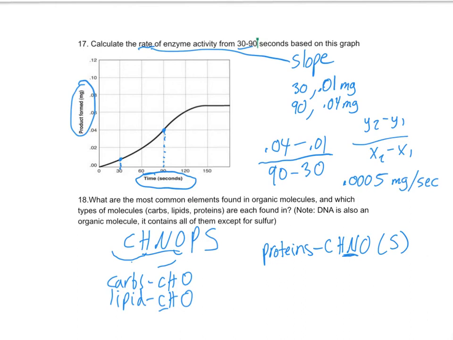And then nucleic acids, DNA we're not really doing, but those contain CHNOP, just FYI. The important thing to realize here, especially with the proteins, is that nitrogen is required to produce proteins.